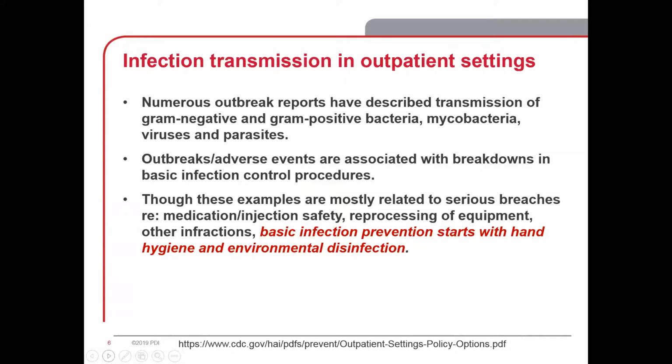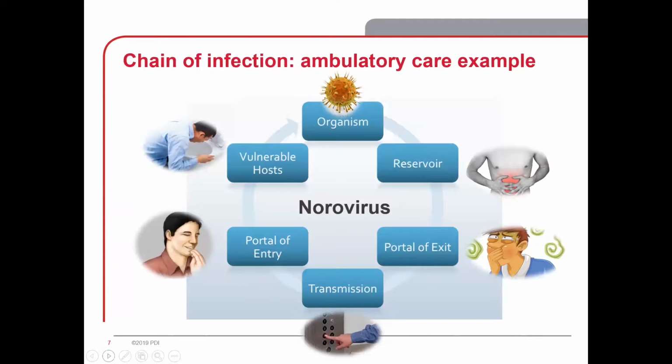So, though these examples are mostly related to serious breaches regarding either medication or injection safety, reprocessing of medical equipment, basic infection prevention really does start with hand hygiene and environmental disinfection. And of course, today we're not going to go into specifics around hand hygiene, but we are going to talk more specifically about environmental disinfection.